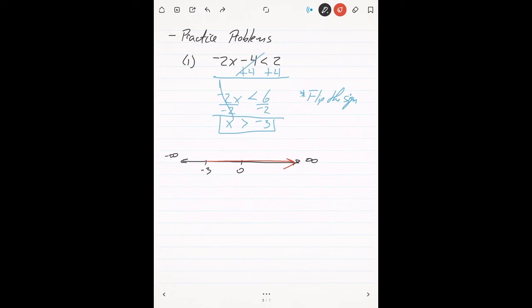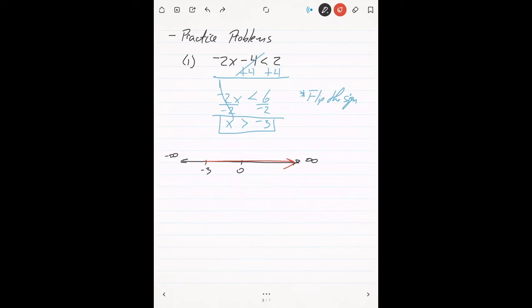In some textbooks, what they'll do is they draw an open circle on -3. They draw an open circle to indicate that it is not a solution, while a closed circle, a shaded-in one, would indicate that it is a solution. So we could leave an open circle here, and this would mean everything above -3 is a solution.